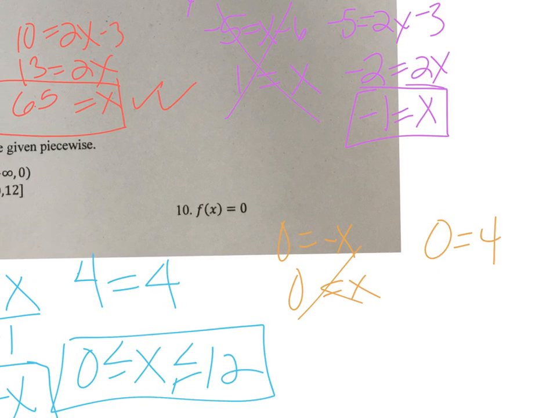0 equals 4. That doesn't work. That's not even an answer. That means no solution. So neither one of them. So there is no place anywhere in that piecewise function where y is going to be 0. Nowhere. So no solution.